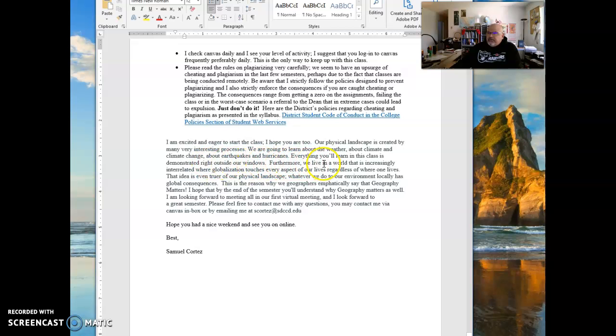Furthermore, we live in a world that is increasingly interrelated, where globalization touches every aspect of our lives, regardless of where one lives. The idea is even truer for our physical landscape. Whatever we do to our environment locally has global consequences. This is the reason why we geographers emphatically say that geography matters. I hope that by the end of the semester you'll understand why geography matters as well.